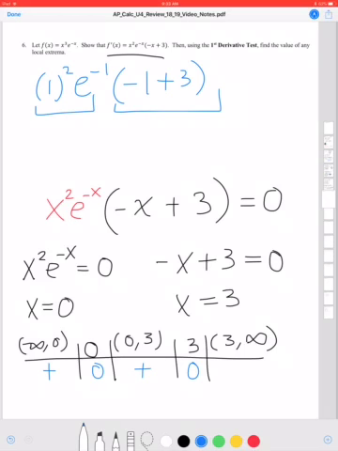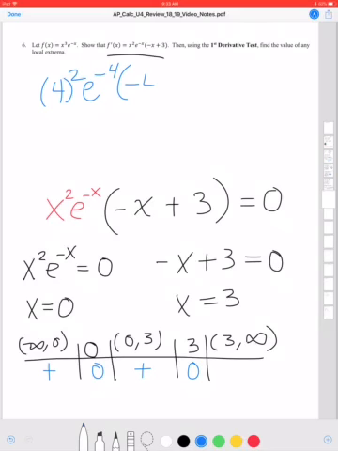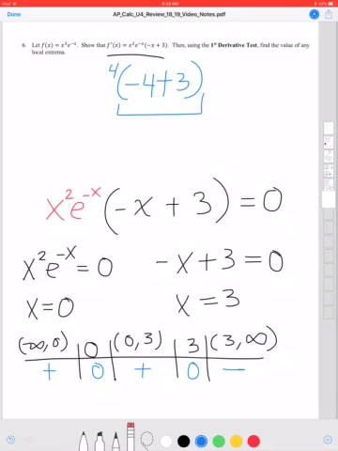Alright. And then I need a number between 3 and infinity. How about 4? That sounds good. Alright. 4 squared times e to the negative 4 times negative 4 plus 3. This is positive. Negative 4 plus 3 is negative, and a positive times a negative is going to give me a negative.